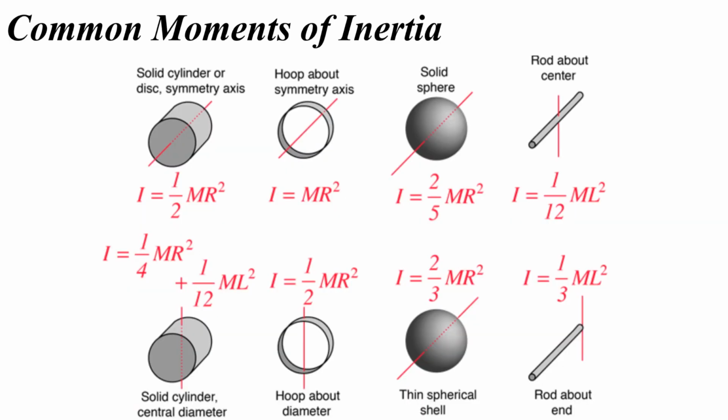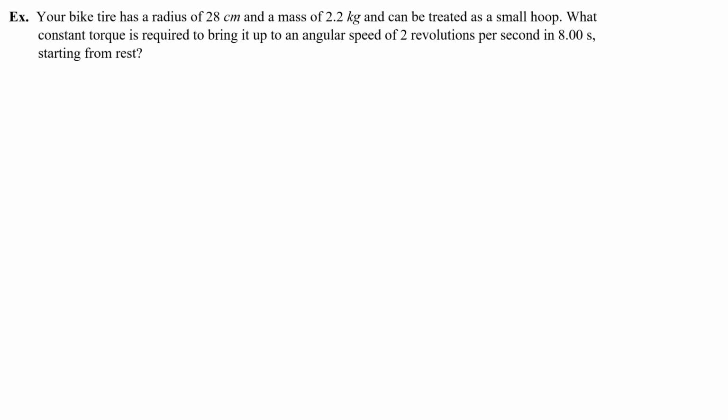Now let's take a look at some common moments of inertia. Here we have a solid cylinder or disc. This is basically your average pulley. A hoop about its symmetry axis, the red line represents the line that it rotates around. This is basically like a bike tire. And a solid sphere, that would be like a bowling ball. Whereas a thin spherical shell would be like a basketball. And then, of course, a rod. You can take a rod and rotate it about different points. Notice that for the rod, it uses L instead of R. Let's see how this works out in just very straightforward practice problems.